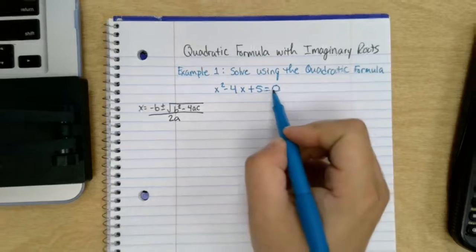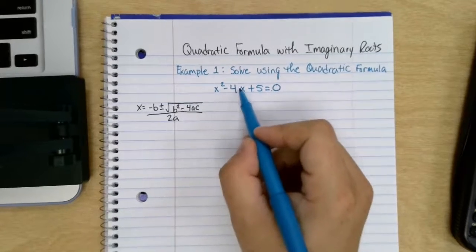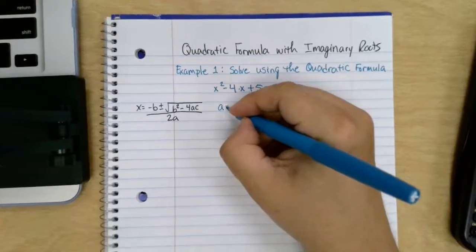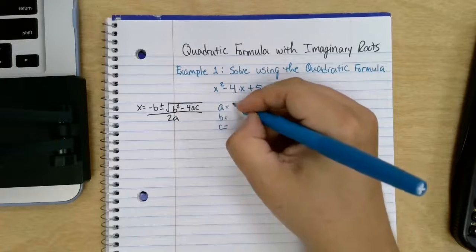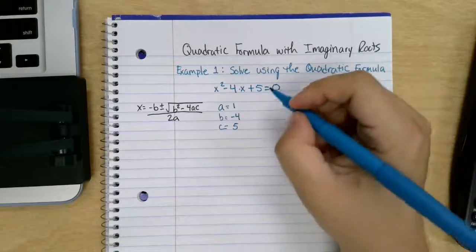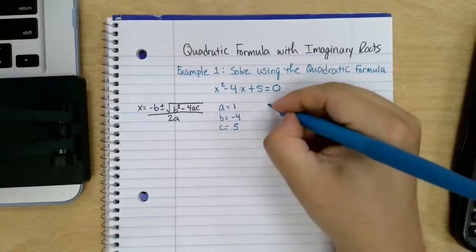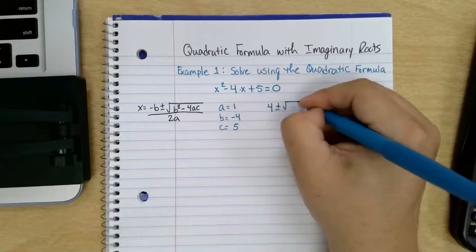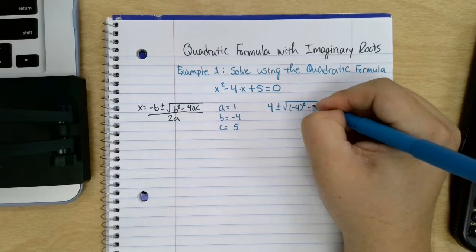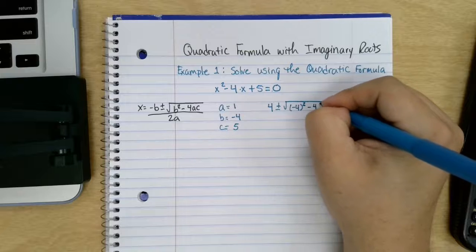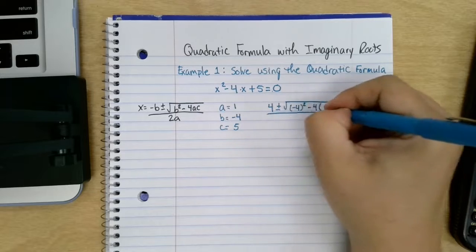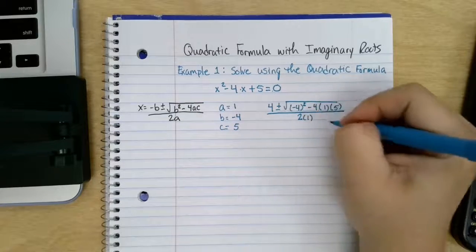Remember, we've got to make sure that our equation is in standard form, and this one is. It's set equal to 0, and we've got x squared, then x, then our constant. So now we just need to identify our a, b, and c terms. Our a term here is 1, our b term is -4, and our c term is 5. When I plug that in, the opposite of -4 is +4, plus or minus the square root of b squared, in parentheses, minus 4 times a, which is 1, times c, which is 5, all over 2 times a.